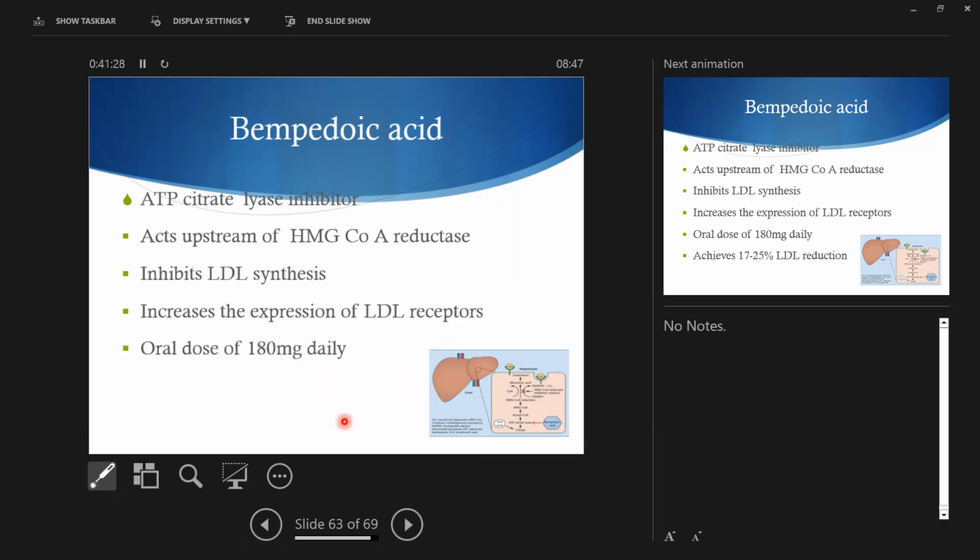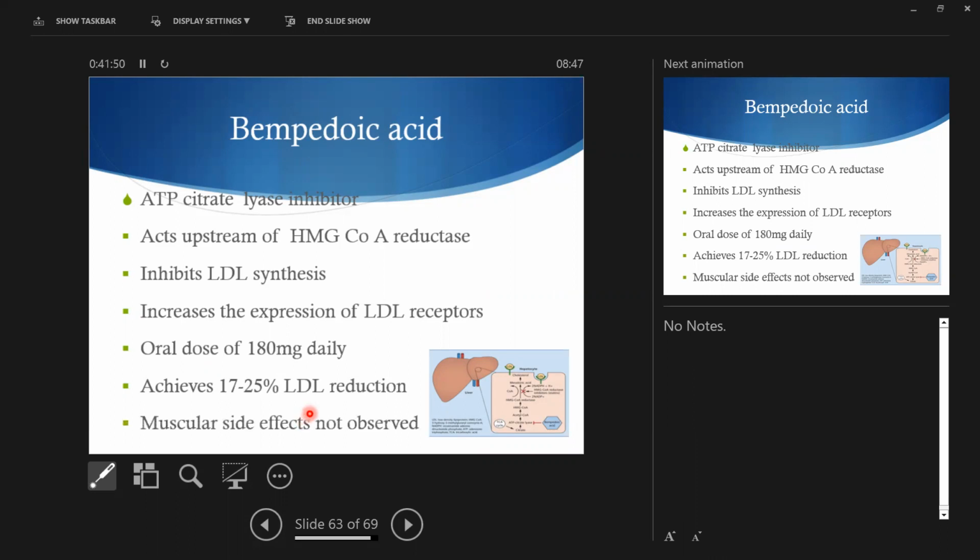It's effective in an oral dose of 180 milligram daily. And it achieves around 17 to 25% of LDL reduction. It's not like PCSK9. It can be used as an add-on to statin plus ezetimibe, or in a statin intolerant patient, you can give bempedoic acid plus ezetimibe. And the muscular side effects of statin are not observed with bempedoic acid.